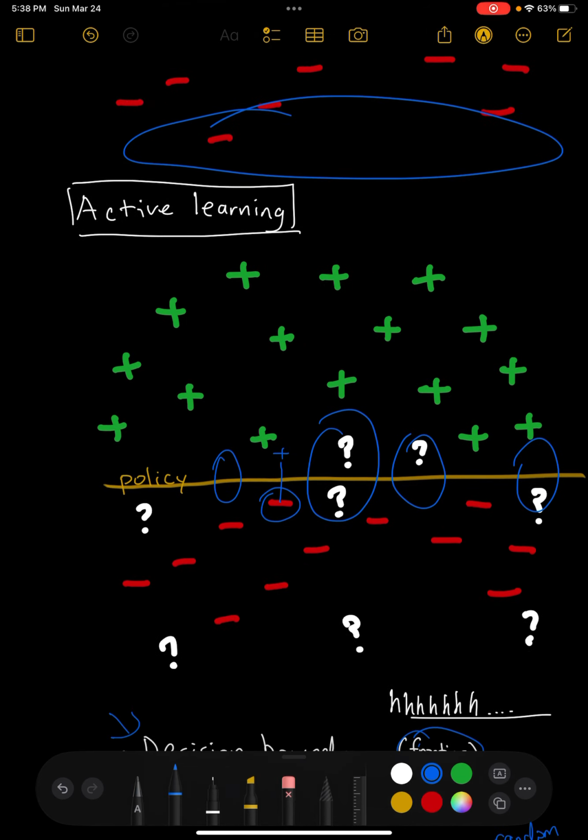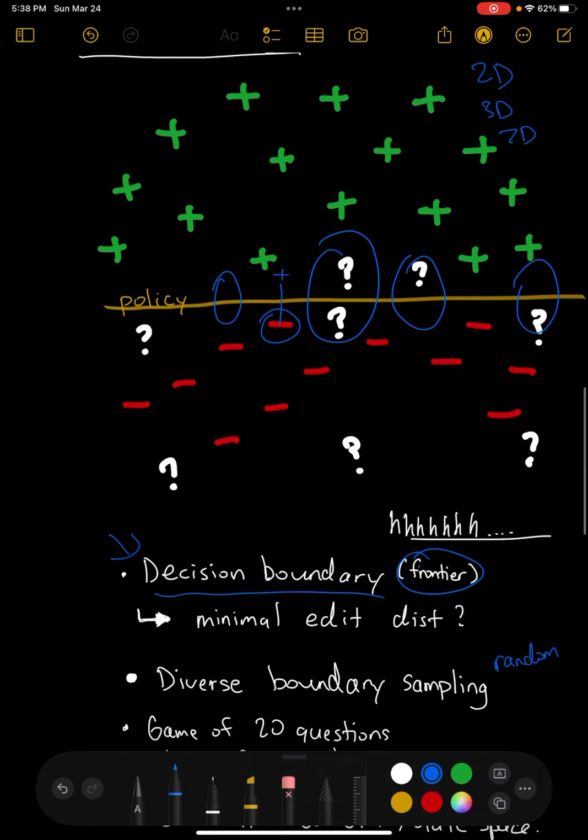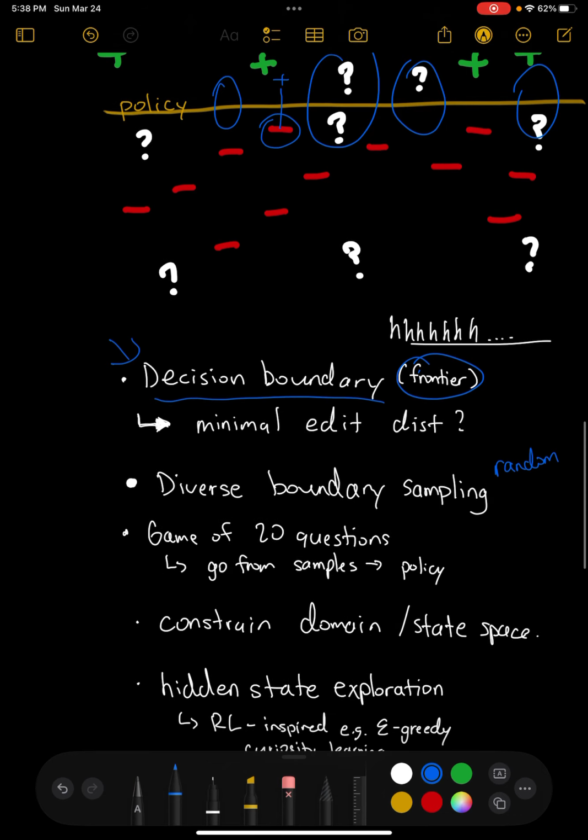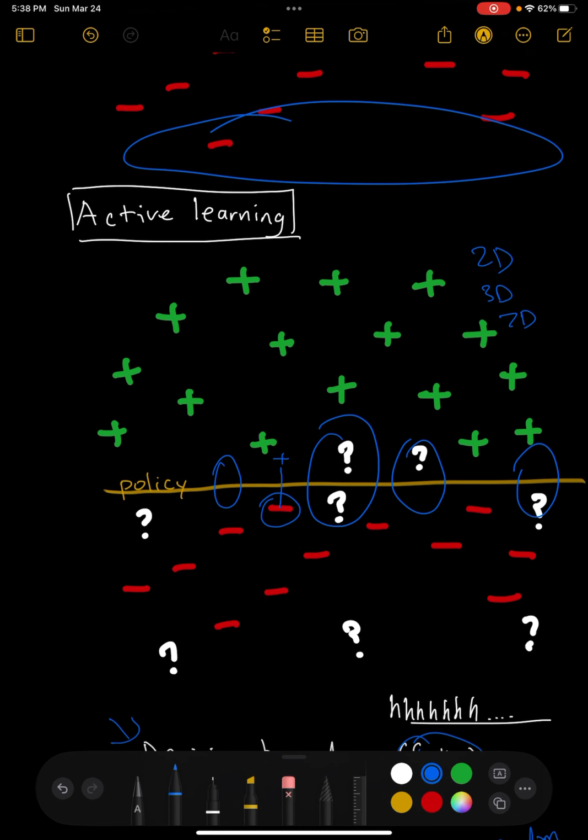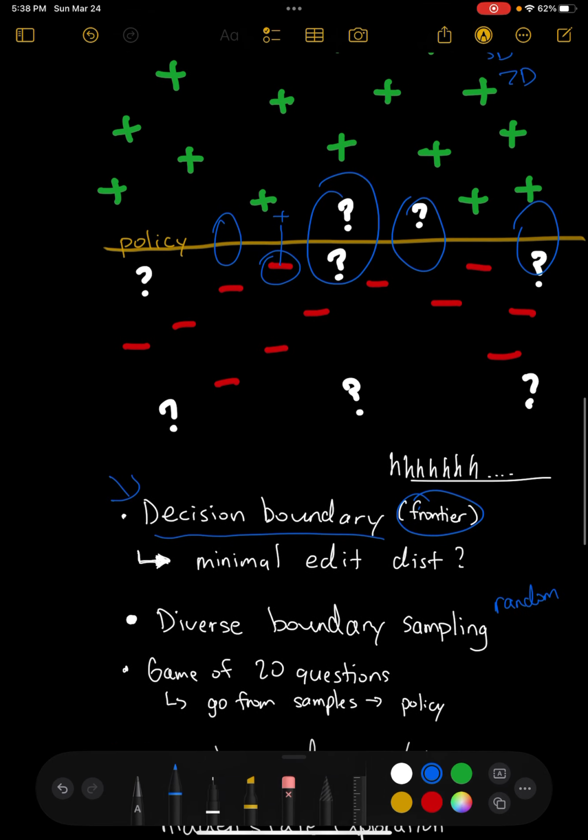But again, what we have right now is a 2D representation of the space. In actuality, it's like 3D or even 7D, some kind of higher dimensional space, especially when we talk about embeddings of text. And so trying to understand how we can efficiently randomly sample to get these question marks is a hard problem here.